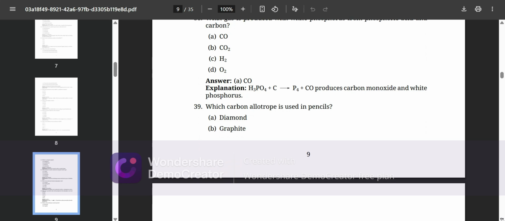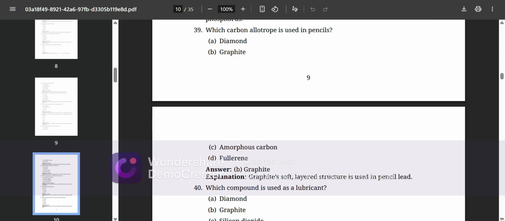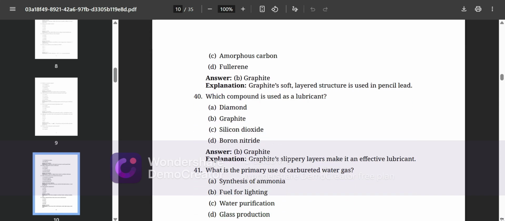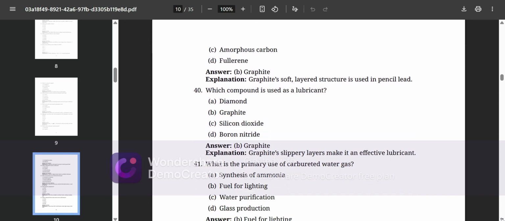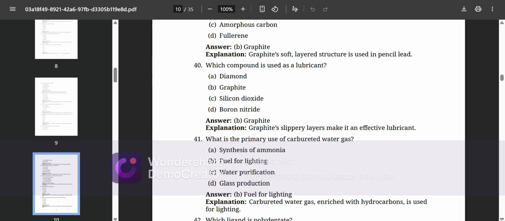Which carbon allotrope is used in pencils? Graphite. Its soft layered structure is used in pencil lead. Which compound is used as a lubricant? Graphite. Its slippery layers make it an effective lubricant.